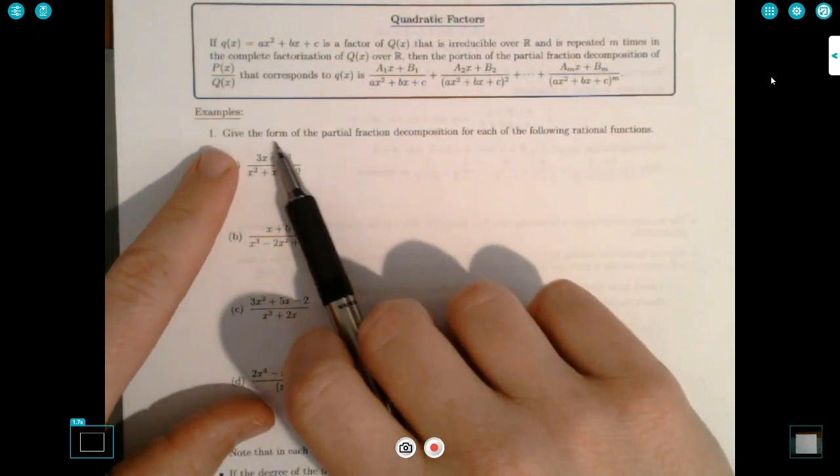And here, I just want to give the form of the partial fraction decomposition. I'm not actually interested in solving for what the partial fraction decomposition is. I just want to make sure that you can get out of the starting gates.